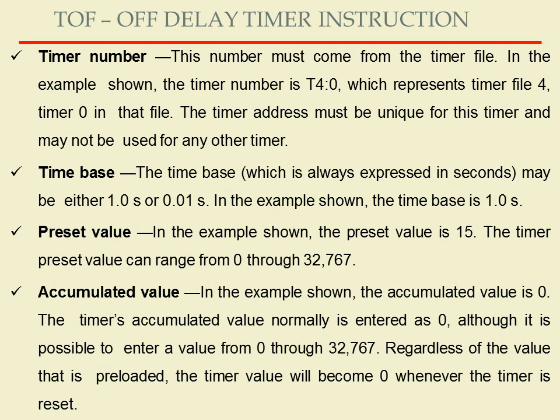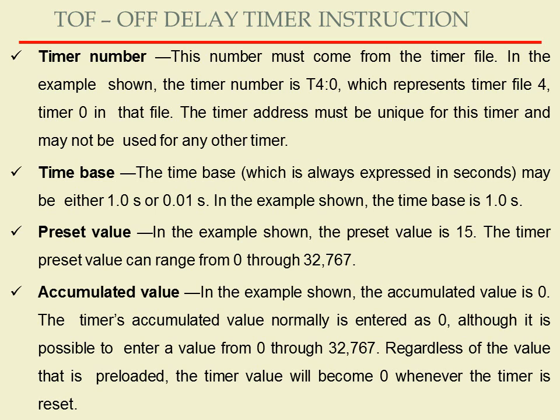The first is the timer number. This number must come from the timer file. In this example, the number is T4:0, which represents timer file 4, and in that file, timer 0. The timer address must be unique for this timer and may not be used for any other timer. Then the time base. The time base is expressed in seconds, and may be either 1.0 second or 0.01 second. In this example, it is equal to 1.0 second.